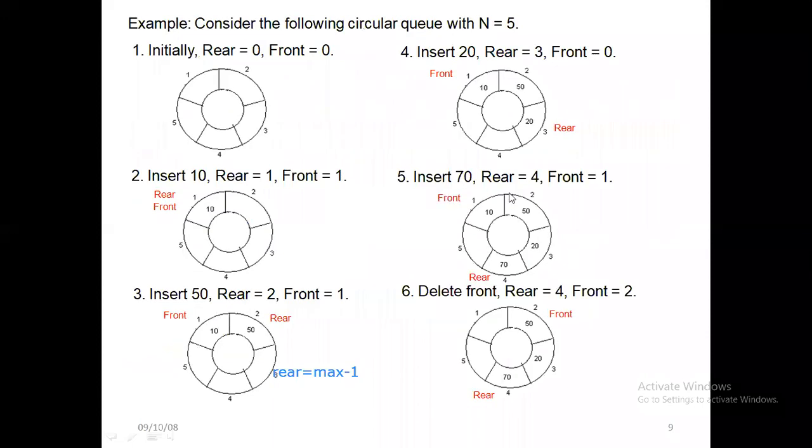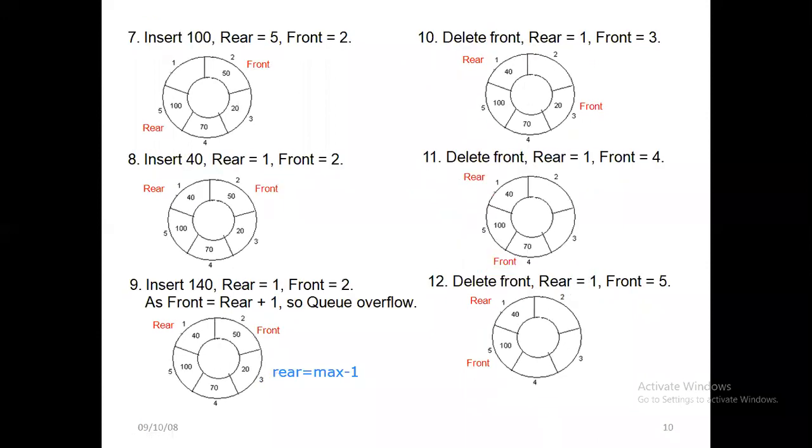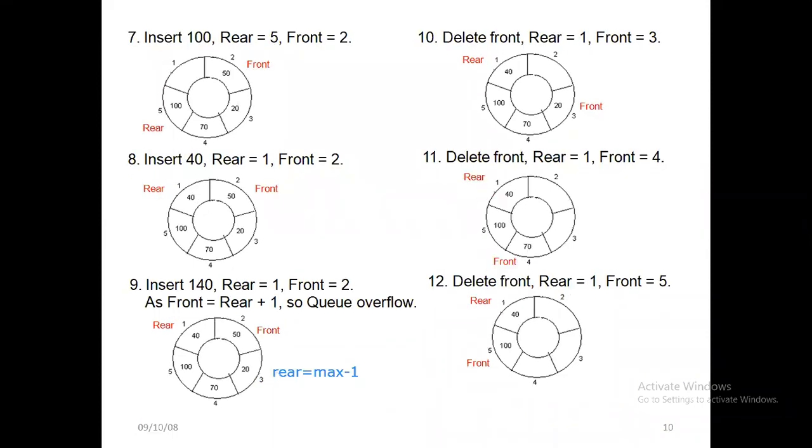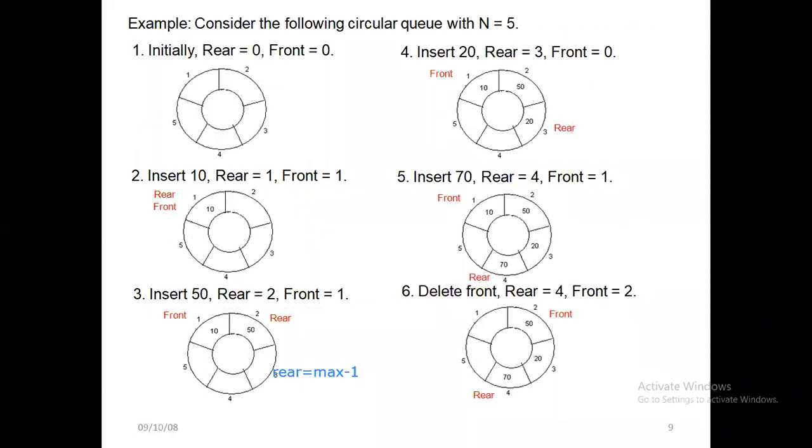For example, in the fifth step, after delete, I have deleted the front here. So what is the element I deleted? 50 I deleted. Afterwards, front will become 3. So here front will become 2. See here, front is equal to 3. It will become 3. Okay.